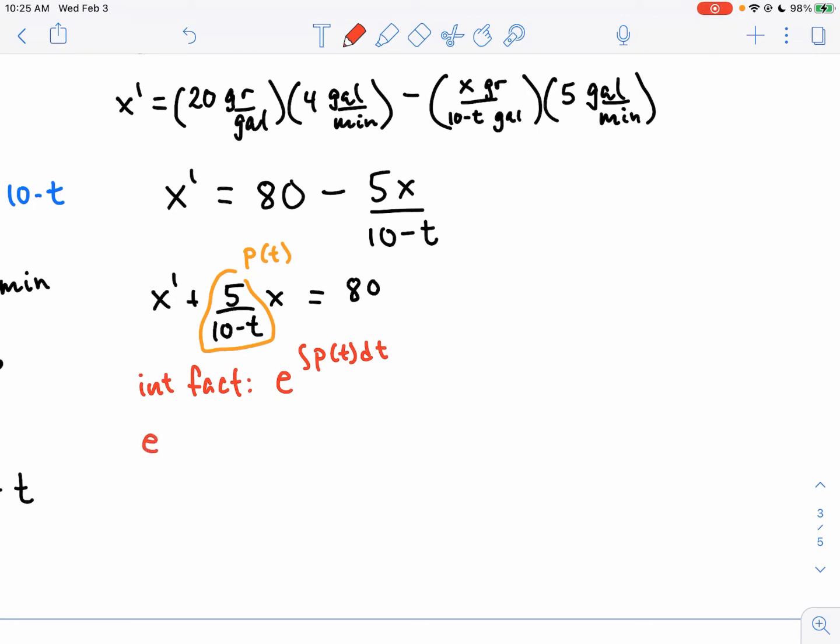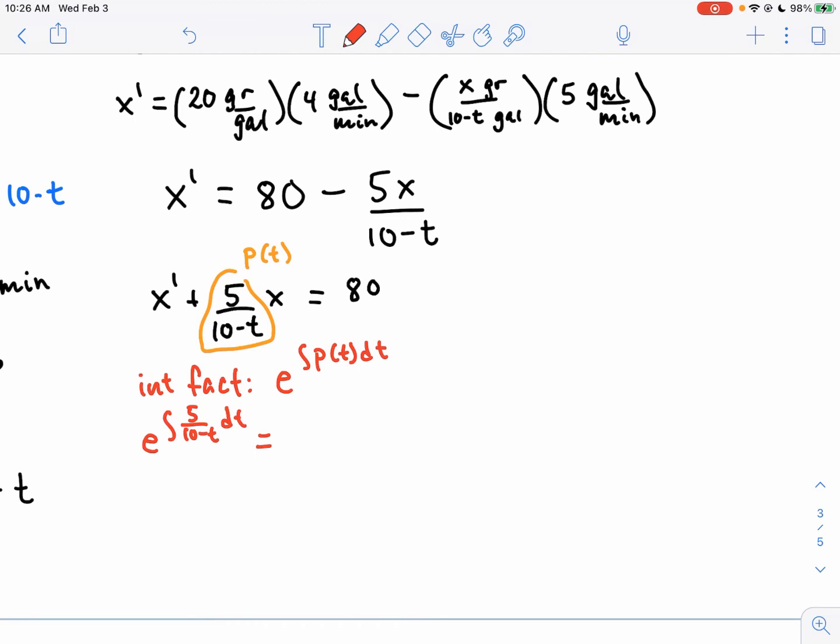So in this case here, it's going to be e raised to the integral of 5 over 10 minus t dt. So this integral, we need to do a u substitution. Let u be 10 minus t, then du will be negative dt. So there's going to be a negative as a consequence of the chain rule. We'll have a negative 5 over u du.